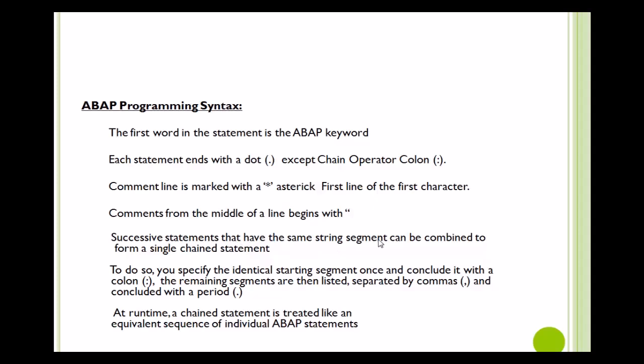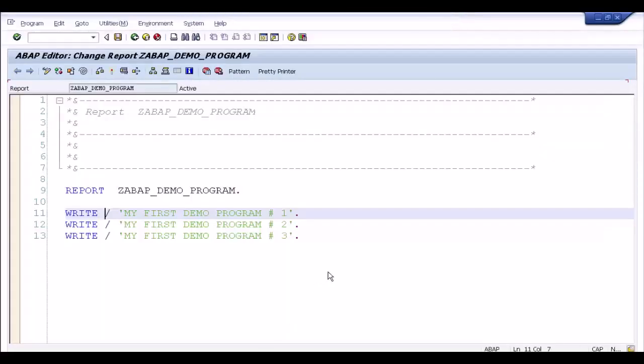Successive statements that have the same string segment can be combined to form a single chain statement. To do so, you specify the identical string segment once and conclude it with a colon operator. Then all the remaining lines are separated by commas, and the last line is concluded with a dot, called a period. At runtime, a chain statement is treated like an equivalent sequence of individual ABAP statements.